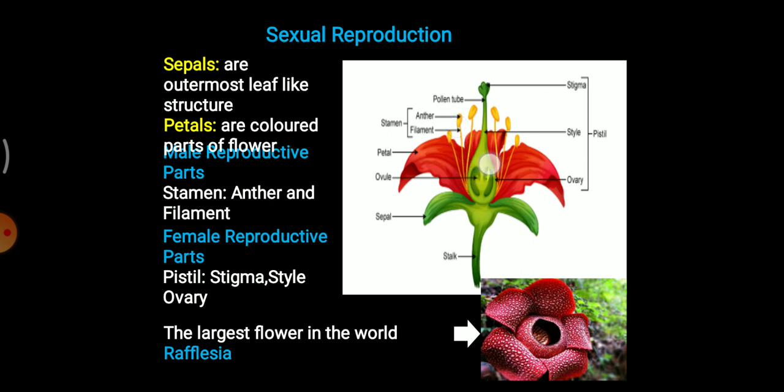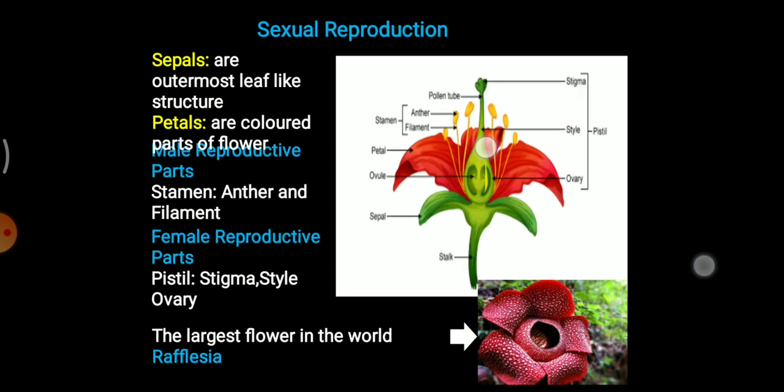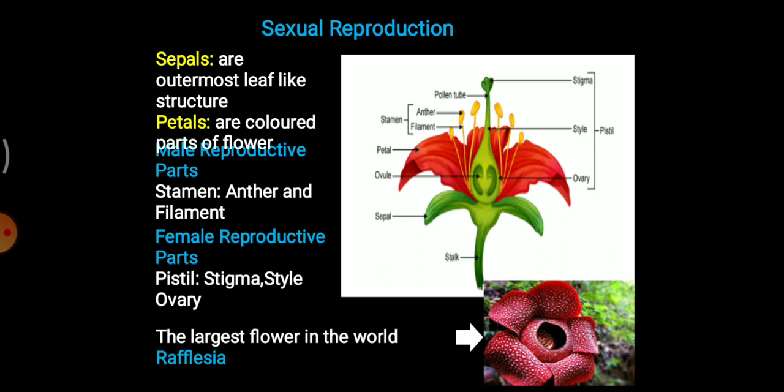Similarly, we have the female reproductive part. As you can see, this female reproductive part is present exactly at the center of the flower, and we call it the pistil. This pistil has three segments. First, the top portion is known as the stigma. The small tube-like structure attached to the stigma is called the style, and the bulging portion to which the style is attached is the ovary. So basically, this flower consists of both male and female reproductive parts.